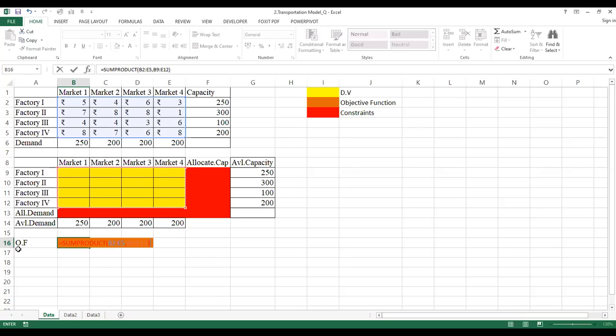OF means objective function. Normally we'll put the symbol Z. Here it is minimization. Shall I proceed? Sum product, you have to say sum product.